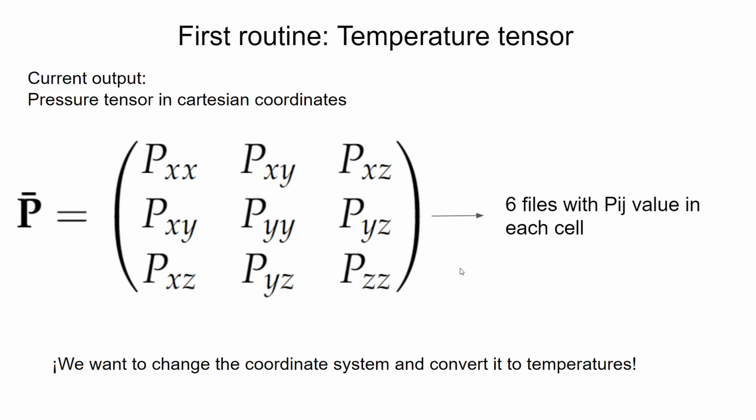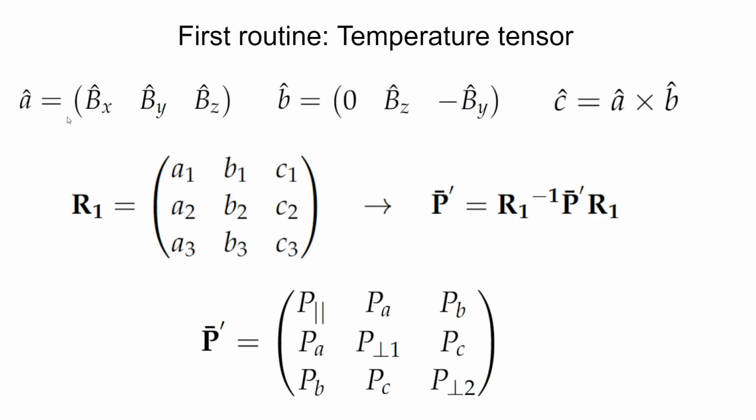What we want to do is to define this tensor in a coordinate system that interests us, in this case, one relative to the local value of the magnetic field, and then transform it into the temperature tensor. For this purpose, I have made a base change to the tensor. I don't have time to go into details, but the idea is basically to define a new coordinate system in which one direction is parallel to the magnetic field and the other two are perpendicular, and then make a rotation to the tensor to define it in that new coordinate system.